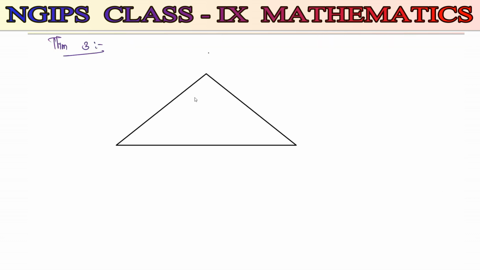Third theorem. Okay, now here I have a triangle ABC. This is A, this is B, and here it is C. If any two sides of a triangle are equal, now I am going to take AB equal to AC. Side AB is equal to side AC. If two sides of a triangle are equal, then the angles opposite to them are also equal.